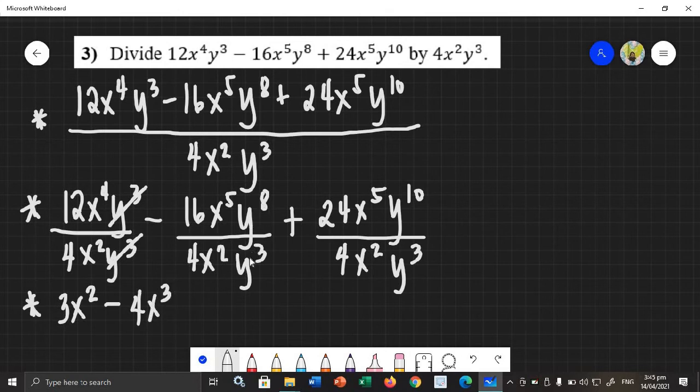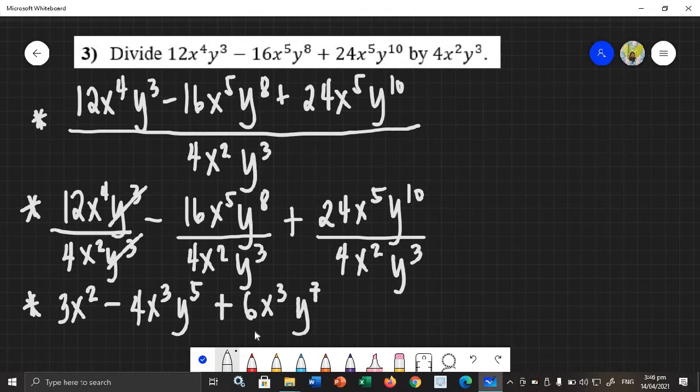Y to the 8th divided by y to the third, the answer is y to the fifth power. And then, plus 24 divided by 4, the answer is 6. And then x to the fifth divided by x to the second, the answer is x to the third. Lastly, we have y to the 10th power divided by y to the third power, the answer is y to the 7th power.